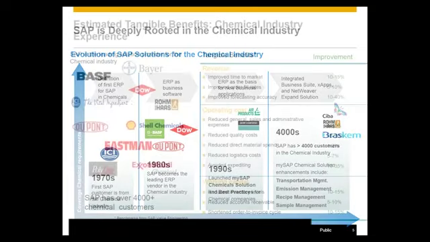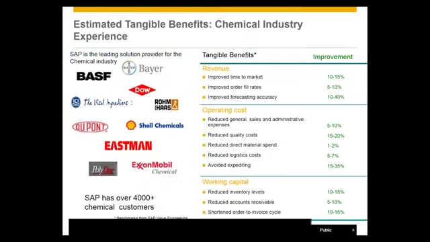Let's quickly understand what kind of tangible benefits there are. It does not make sense if I only say that 85% of the large chemical companies run SAP software, but I wanted to show you quickly what kind of tangible benefits these organizations are actually having. From a revenue perspective, you see we have close to an improvement rate of 10 to 15% on the time to market.